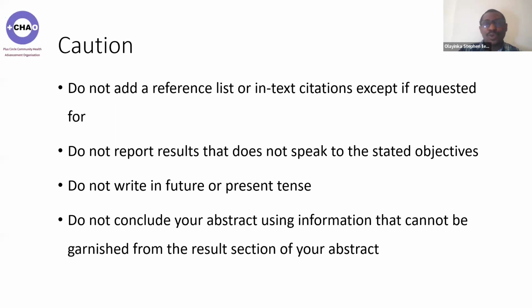Maybe you had to use some very important and intelligent method, and you want others to learn from the methods, so you want to publish it. Now you need to craft your objective to speak to that part, and then you write that part out and you get it out. So do not conclude your abstract using information that cannot be garnered from the findings of your abstract, from the results, from what you have found. Do not conclude on information that cannot be gathered from what you have done. So ensure that everything is well tailored, from the context to the description to the findings and also to the conclusion.